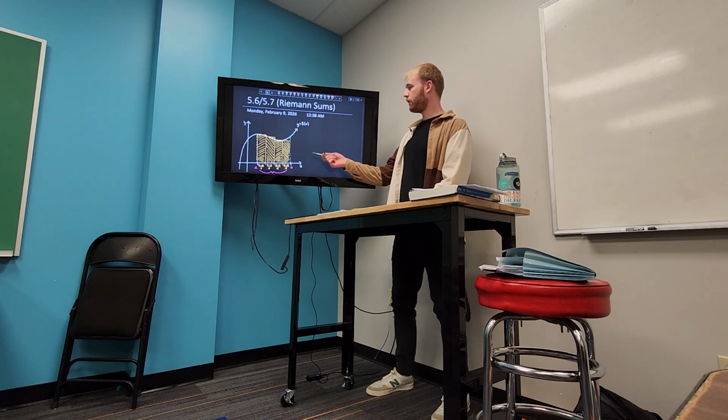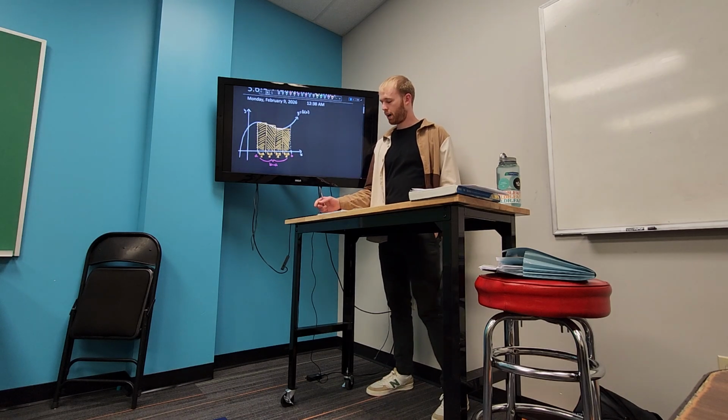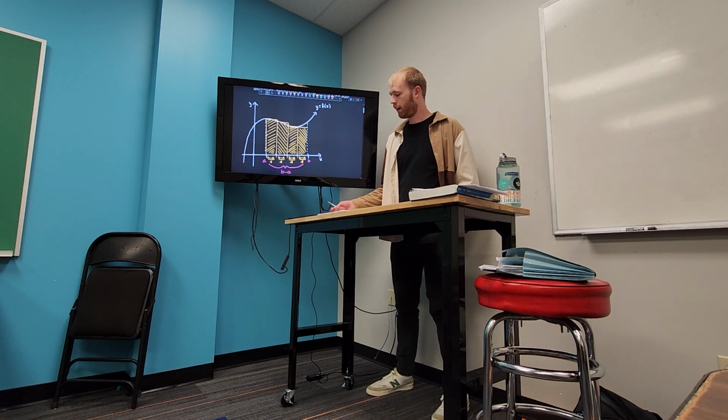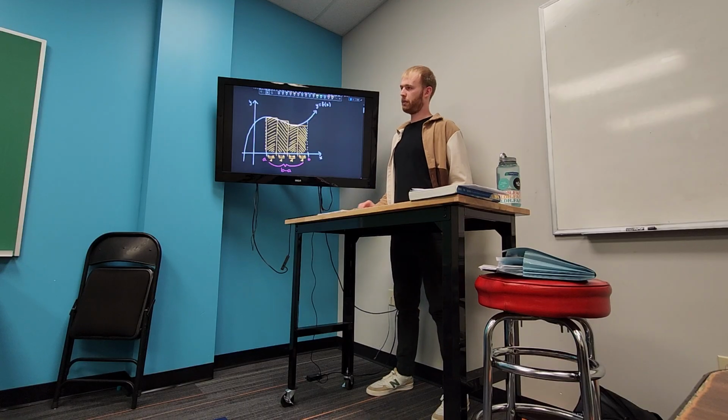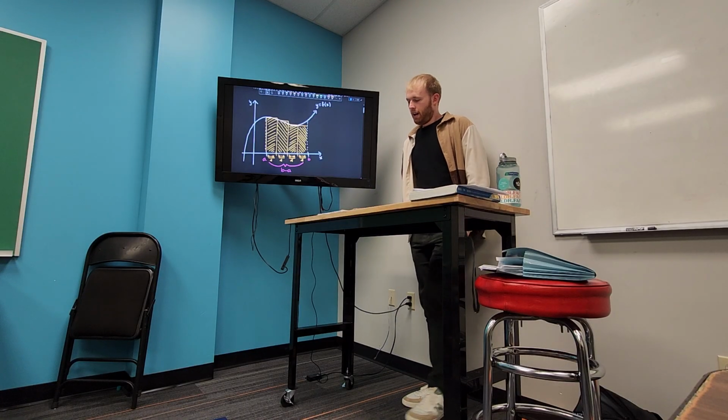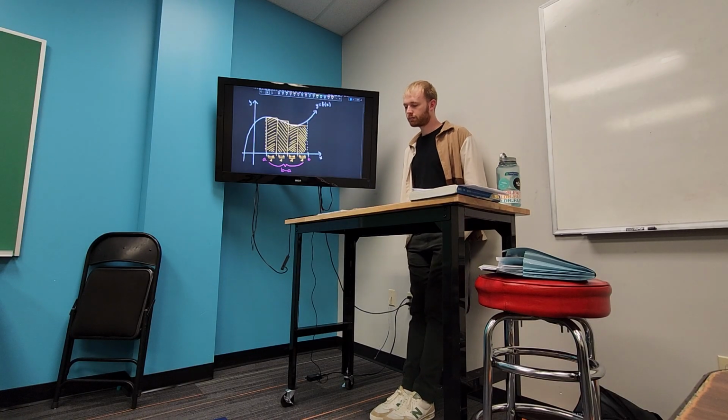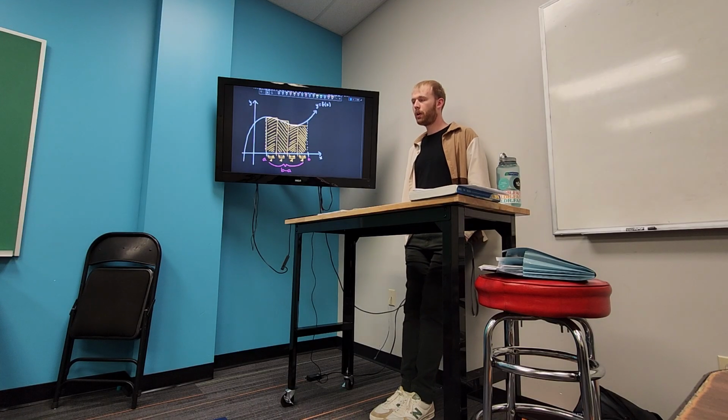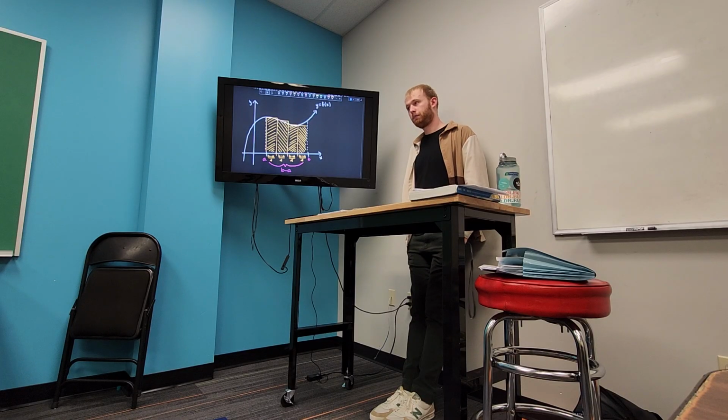So I've copied this graph that we had from Monday. Just some quick refreshers on it. What's the width of each rectangle? B minus A over 3. Sorry, 4. Yeah, b minus a over 4.